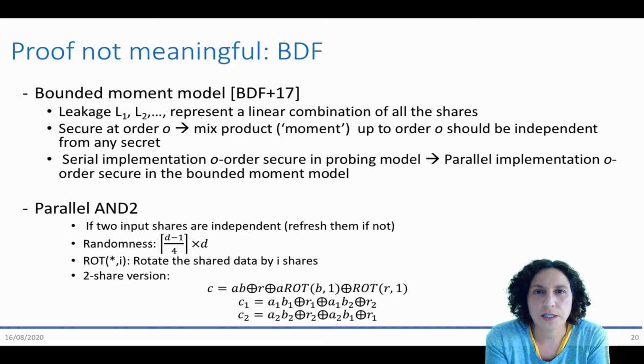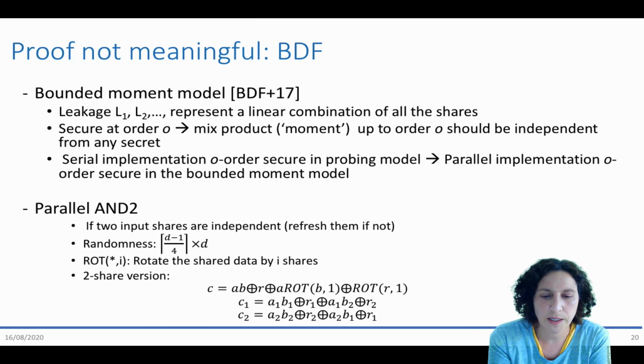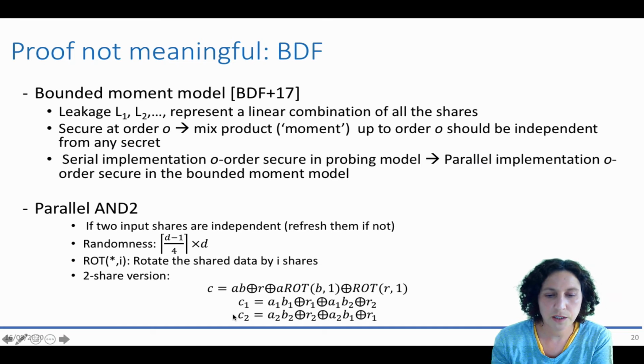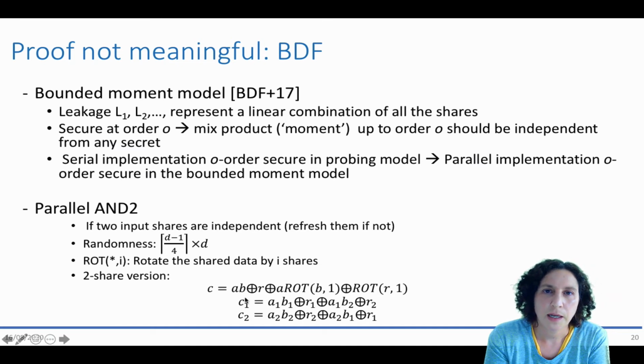So with all of this in mind, they then come up with a different description of an AND implementation. And again, I just write down the simplistic two-share version here so that you get an idea of what is actually being executed. So you've got here the two shares of the AND result, and this is how you can recover the original value. So what happens if you implement that faithfully?